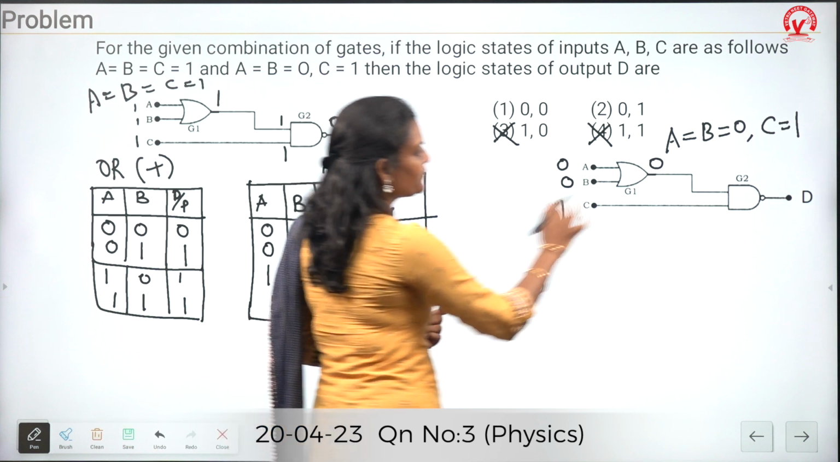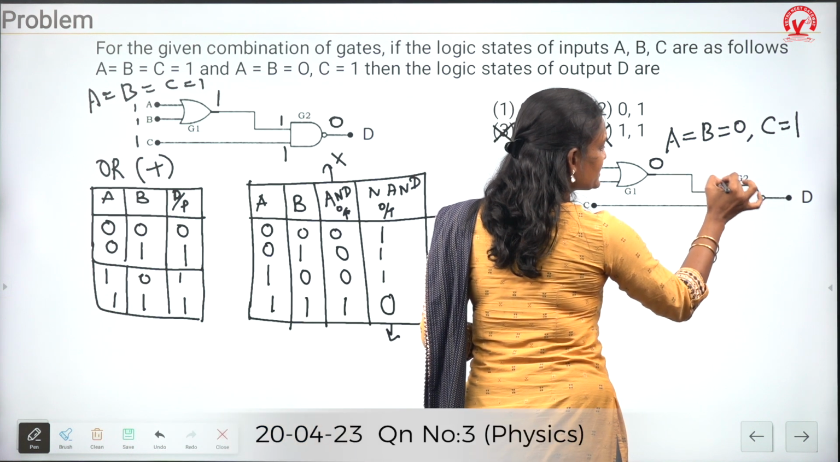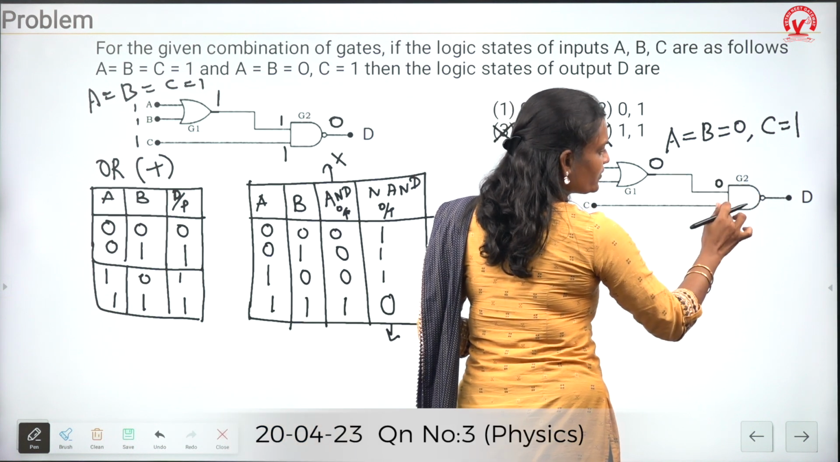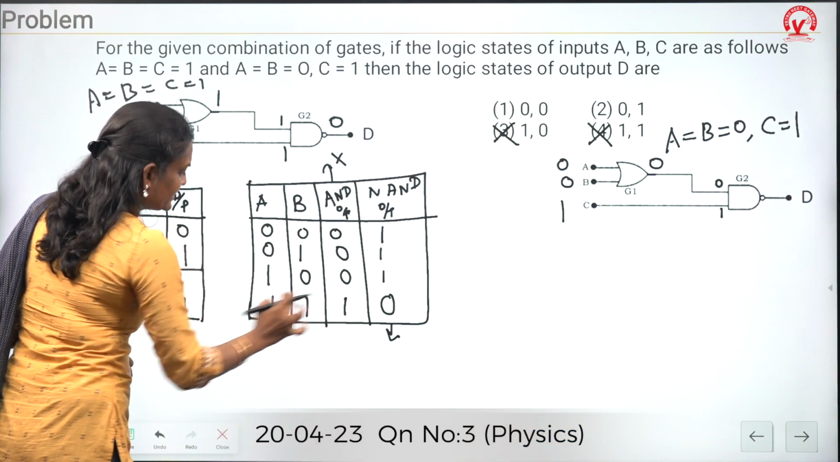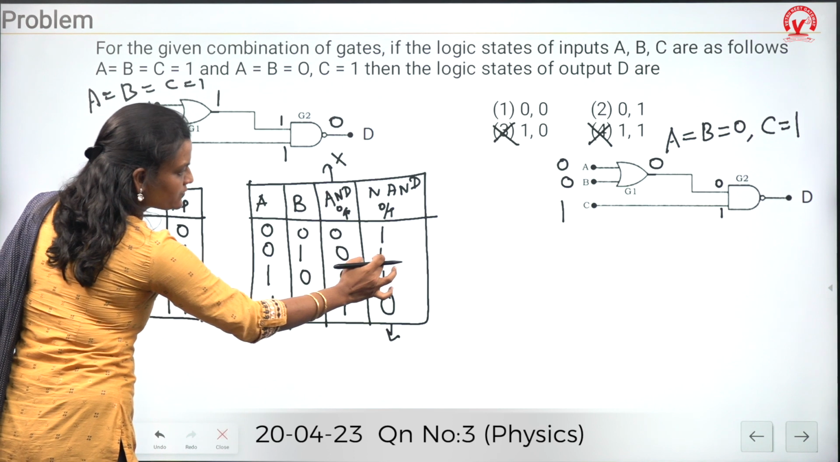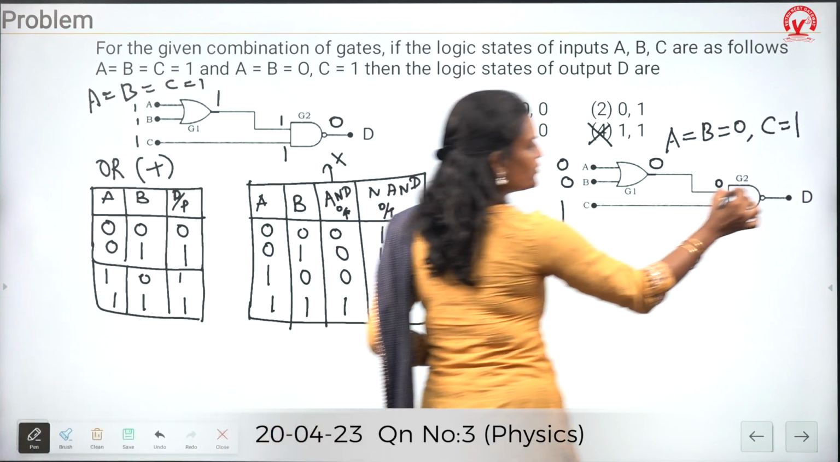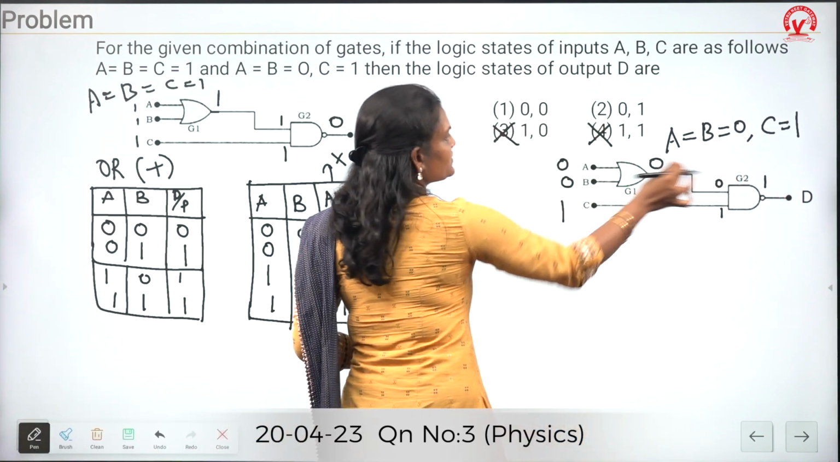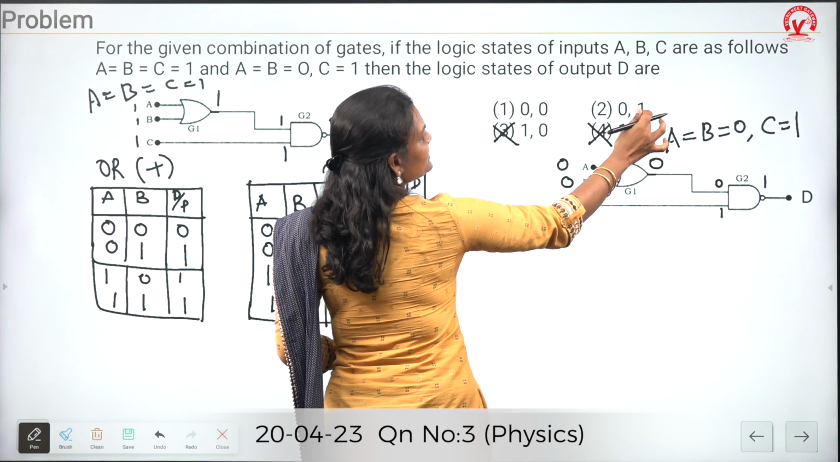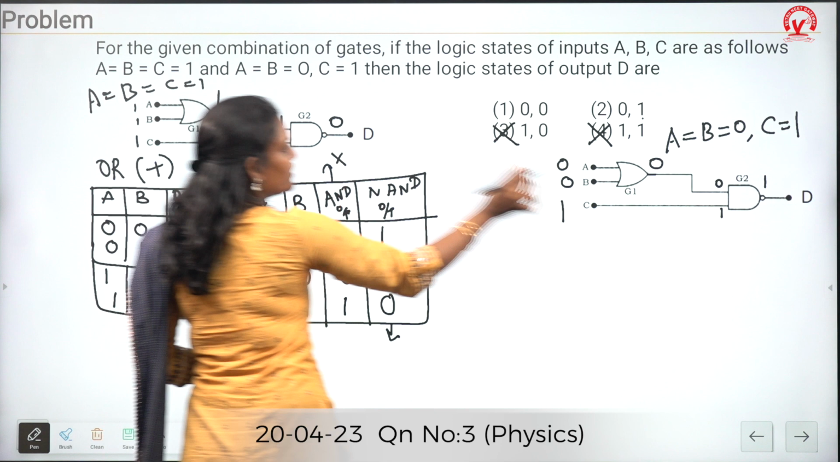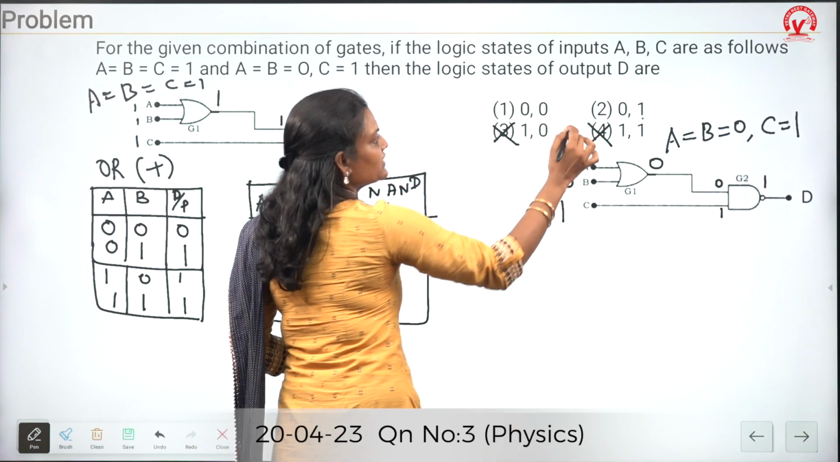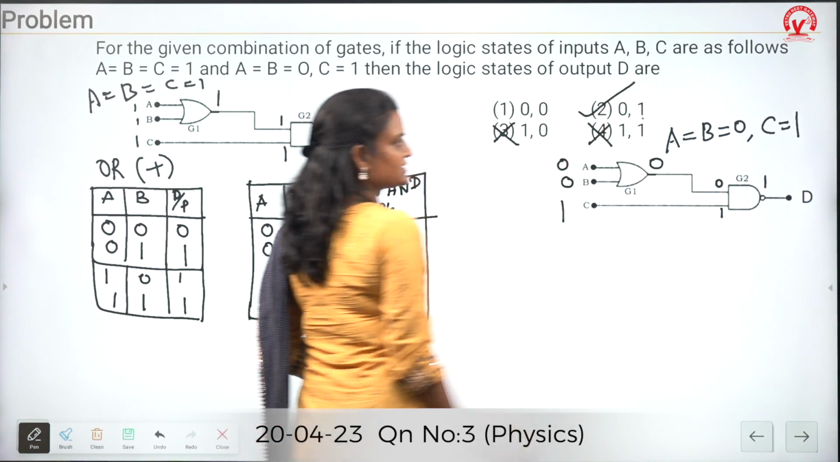So when we are giving the input as 1, now input 0, 1. So 0, 1, this is the NAND gate. So now NAND gate 0, 1 is 1. So we are going to get the output as 1. So in this option, the second one, this is 1. So 0, 1. Here we are getting 0 and in this option we are getting 1. So this is the correct answer.